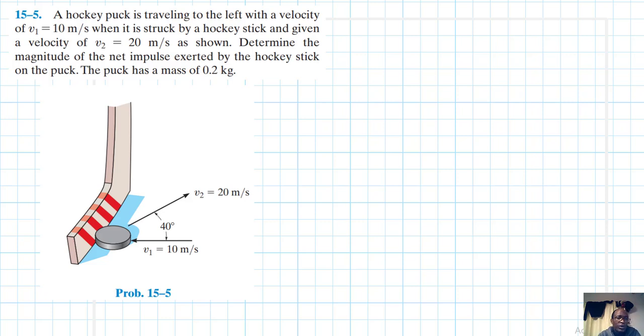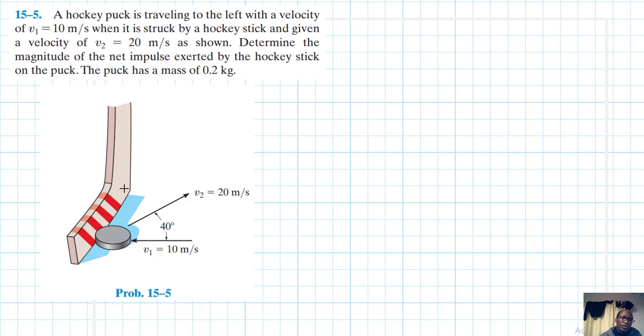The problem reads: a hockey puck is traveling to the left with a velocity of 10 meters per second when it is struck by a hockey stick and given a velocity of 20 meters per second as shown. Determine the magnitude of the net impulse exerted by the hockey stick on the puck. The puck has a mass of 0.2 kg. This problem is coming from Engineering Mechanics: Dynamics, 13th edition by R.C. Hibbeler.